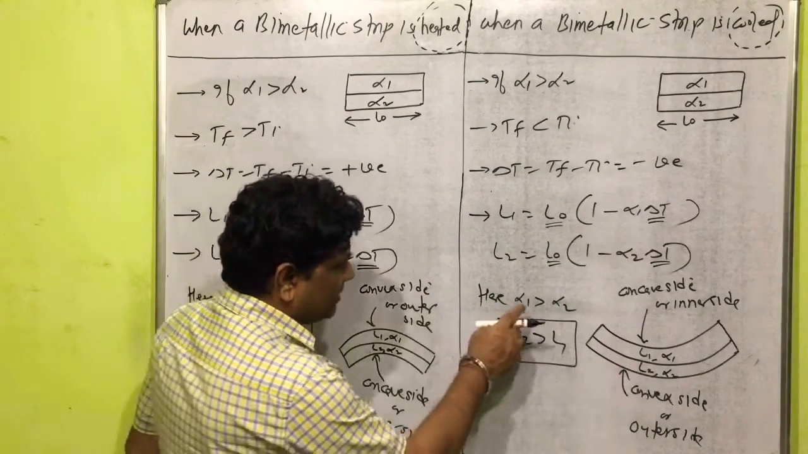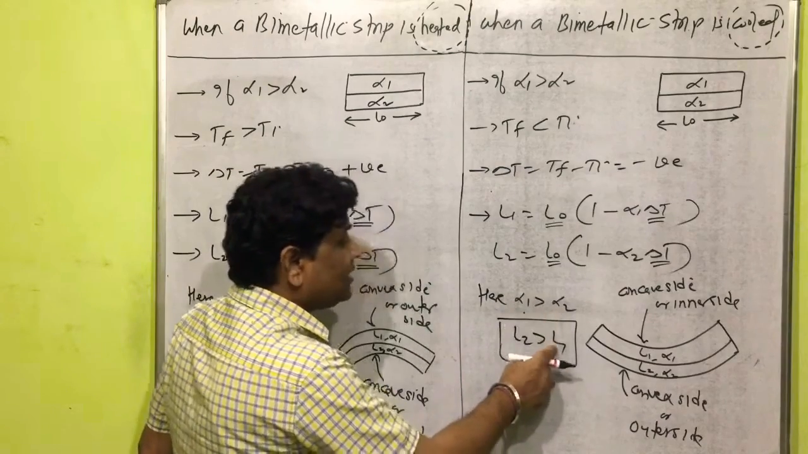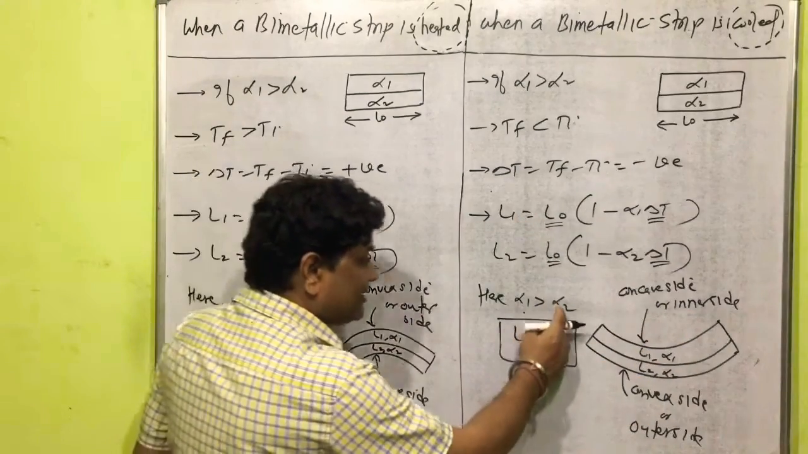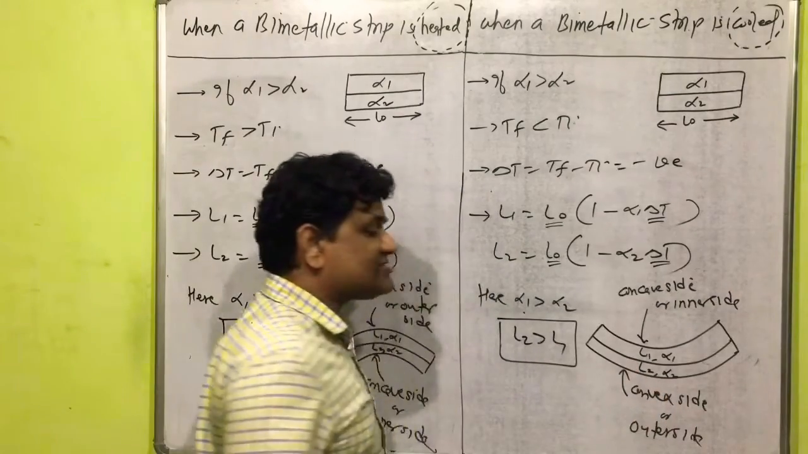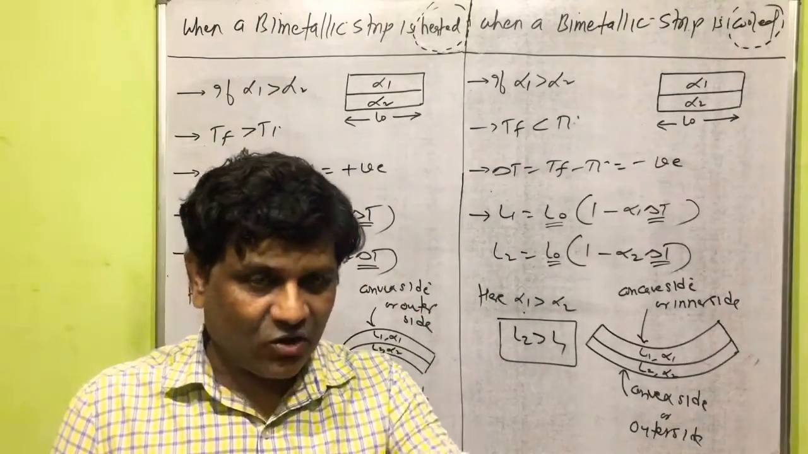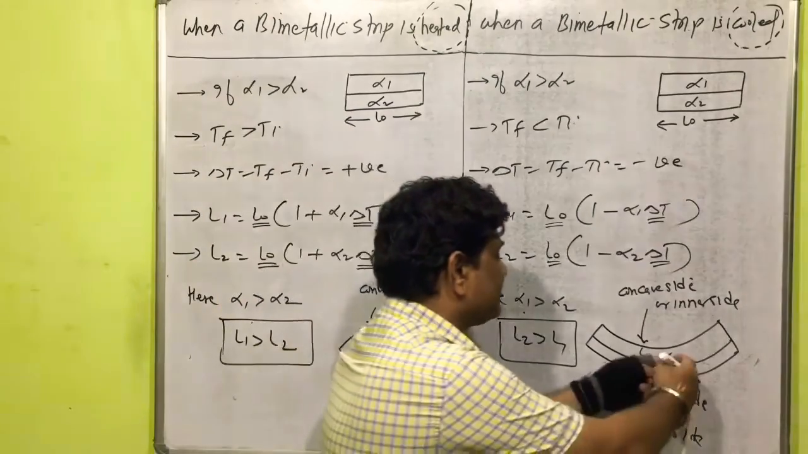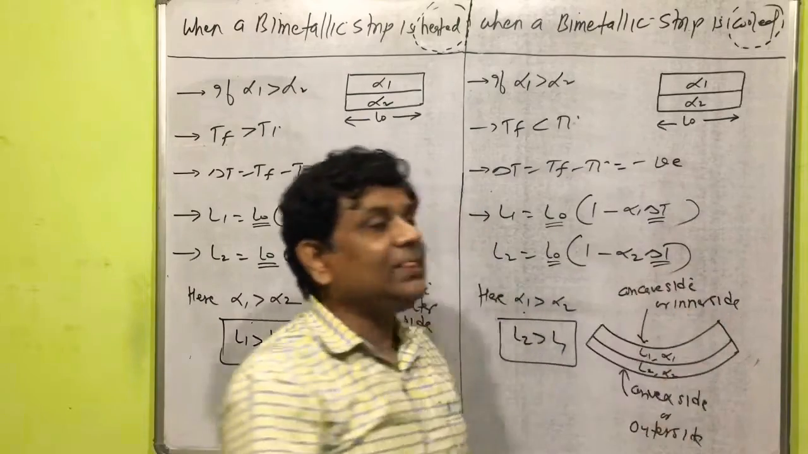Yes, listen now here. More alpha, less length. Less length will be on the concave side or inner side. Less alpha, more will be the length. More length will be on the convex side or outer side. And bending will take place towards larger alpha.